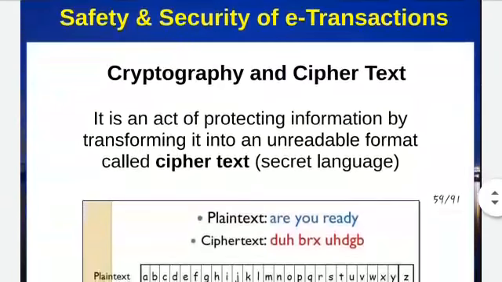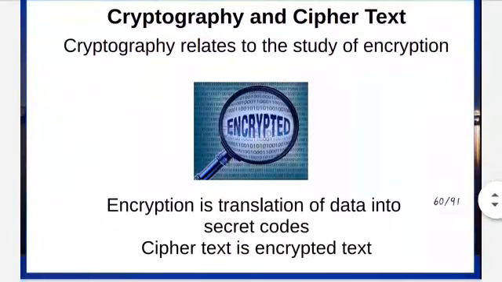Then safety and security of e-transactions: cryptography and ciphertext. So what is cryptography now? This is encryption. Okay, you can say it is encryption. So what is encryption now? It is translation of data into some secret codes. The text which you are using is in simple language. Then it can be converted into another text.